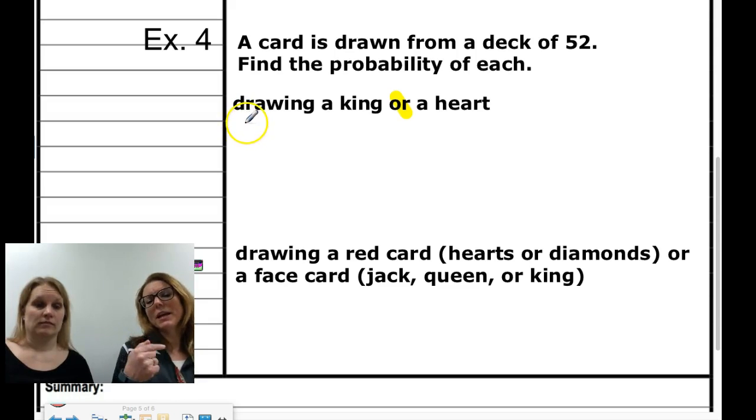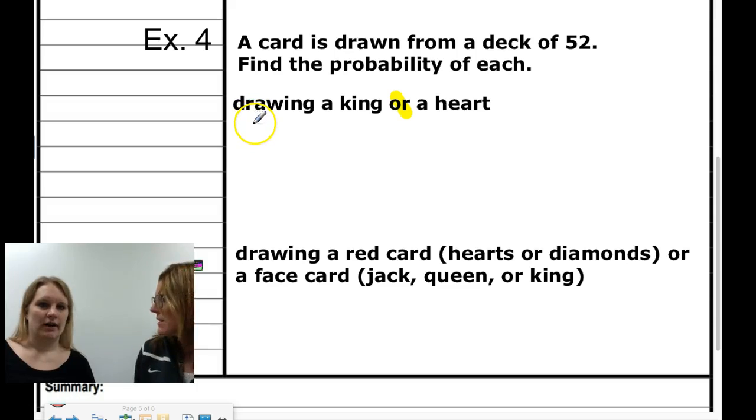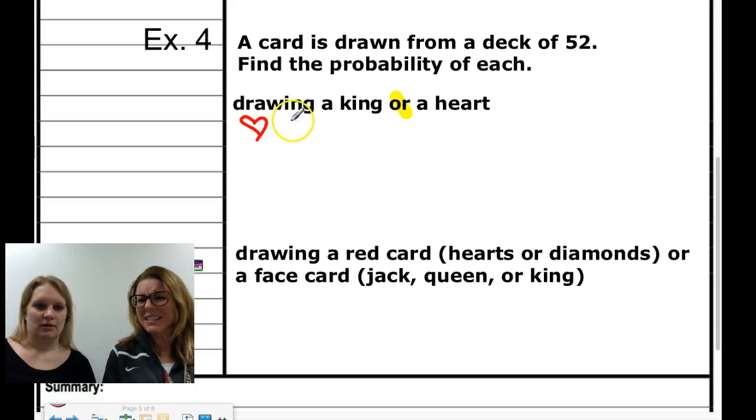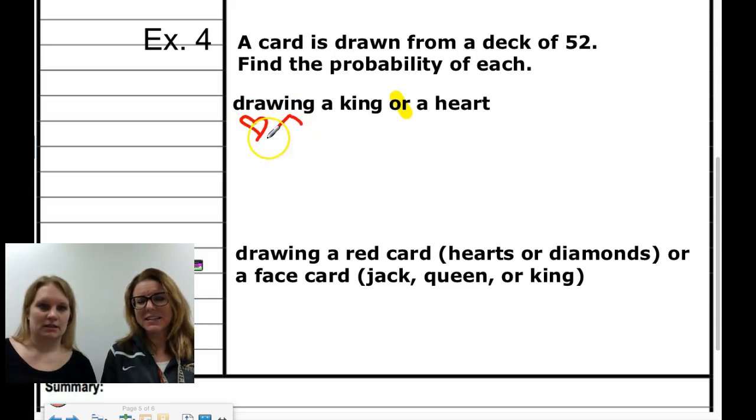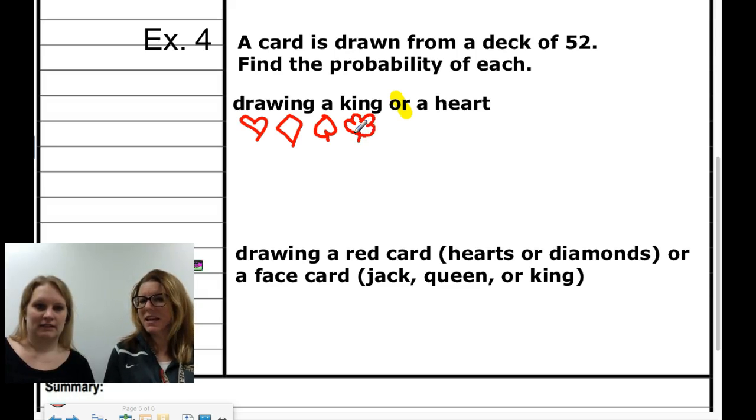I'm gonna write, why don't you write KH, which is King of Hearts? Can I draw it? Yes. Okay, so we've got a heart, we've got a diamond, we've got a spade, and we've got a clover. So how many kings is that? That's 4.